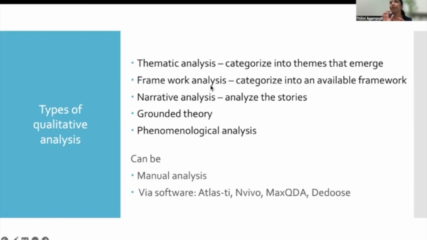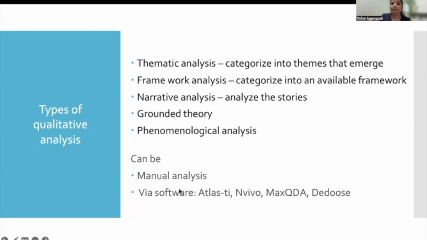Framework analysis is when you are categorizing the data available according to an already available framework. So there are different sets of frameworks, guidelines, right? And so on. If you are categorizing according to a well-established guideline or framework, that usually means you are conducting framework analysis. If you are analyzing the story, that means you are doing a narrative analysis. So there are a few others as well. So these are the basic analysis methods that we as health professionals use.